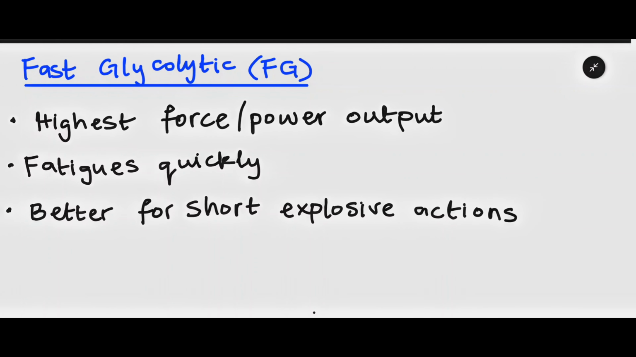Lastly, we have fast glycolytic muscle fibers. They have the highest force output of the three, but they fatigue very quickly. In just a few seconds, they fatigue, and they are better for short explosive actions. And fast glycolytic muscle fibers use anaerobic respiration to release energy.